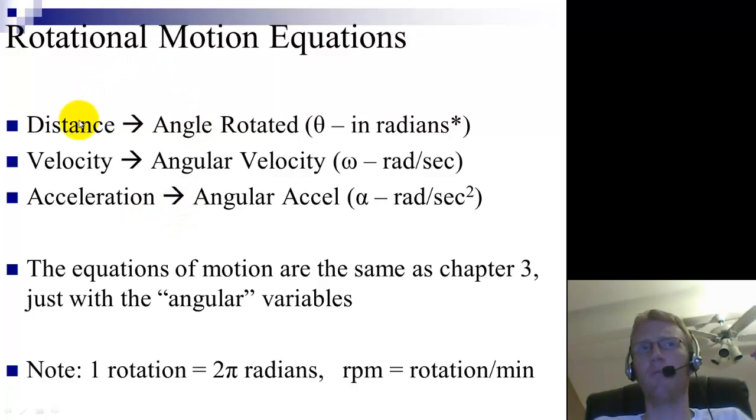So if you take all those formulas and you change distance to theta, which represents angle, and you use radians, change all your v's to this symbol, the Greek letter omega, that stands for angular velocity, radians per second instead of meters per second. And your acceleration will change to angular acceleration, and the symbol we use will be alpha, and radians per second squared instead of meters per second squared. Then you can use the same formulas as we had before, and you can solve a whole bunch of problems without really having to do any more work.